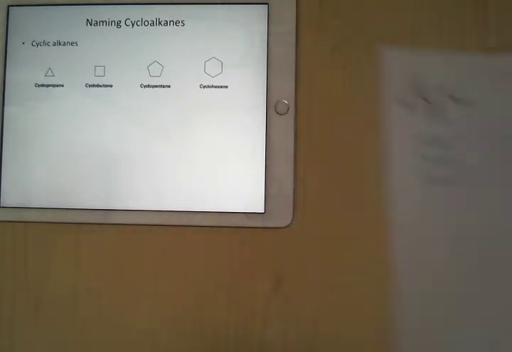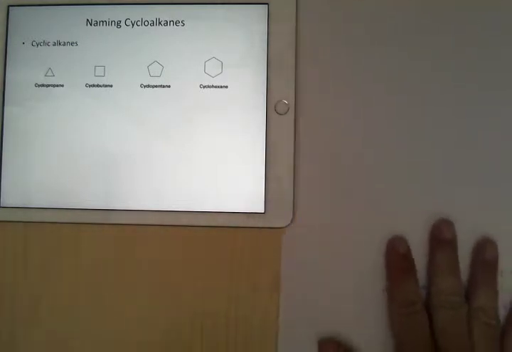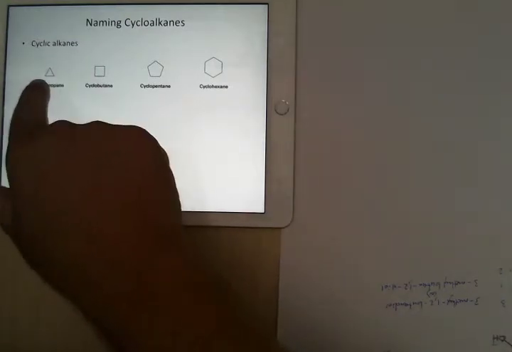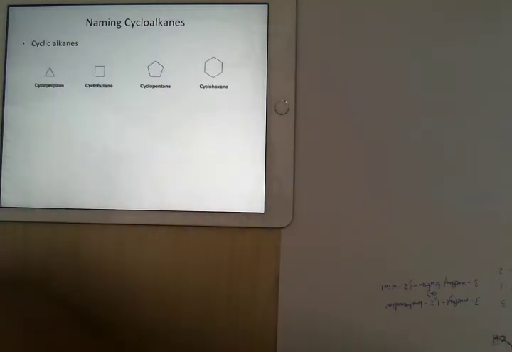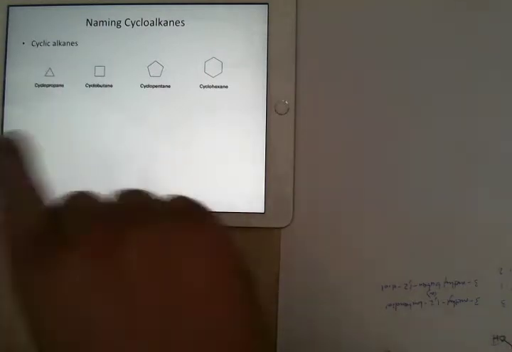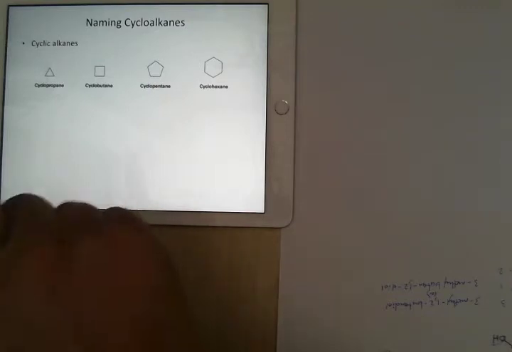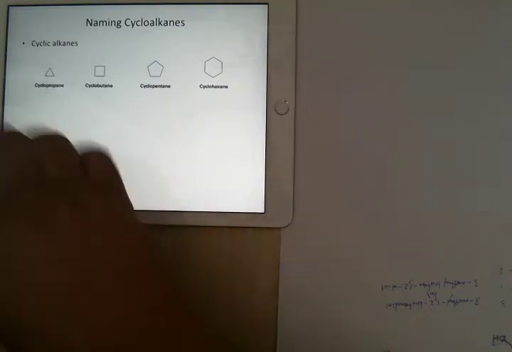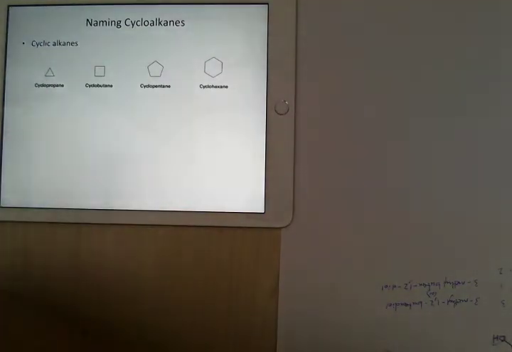Okay, so for naming cycloalkanes, this is where we are. We have these rings. Even something like a triangle or a square, I'm going to call those rings because the main chain is going to cycle back onto itself. To indicate that, we're going to put a cyclo out front.